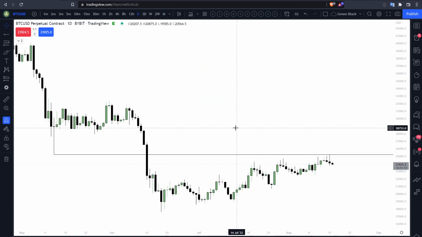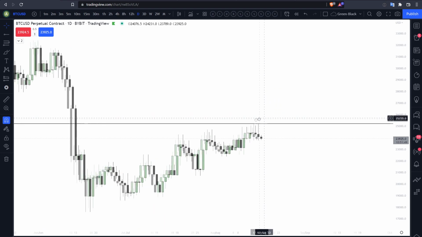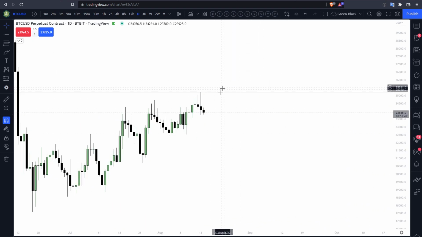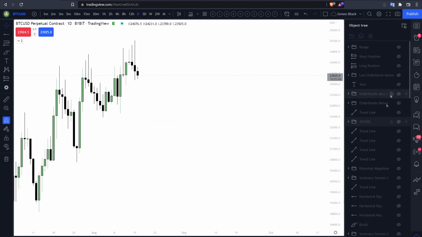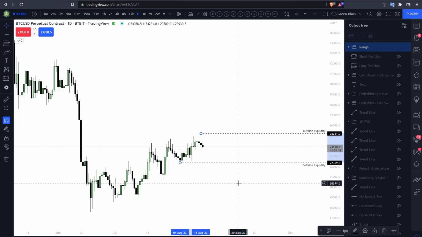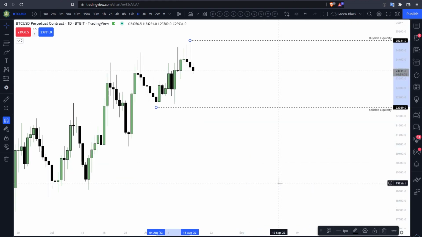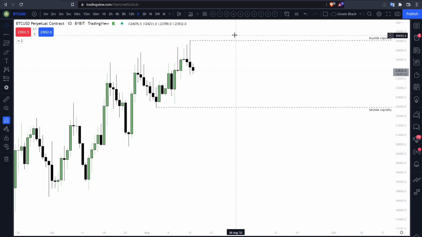Now if we are moving down to the daily chart, and we're gonna remove this line, I am observing a range. So we have the range high, where the buy side liquidity is resting, and we have the range low, where the sell side liquidity is resting.